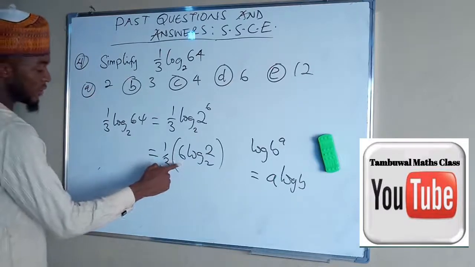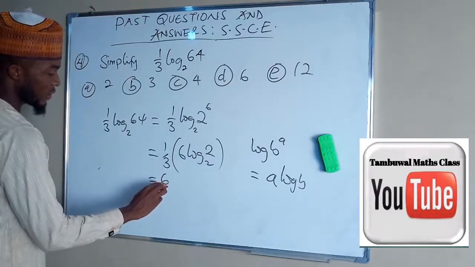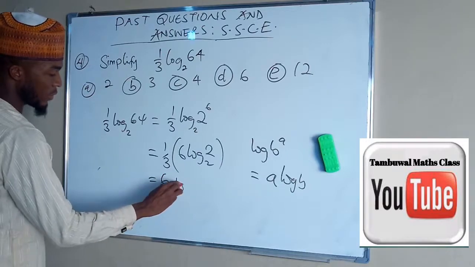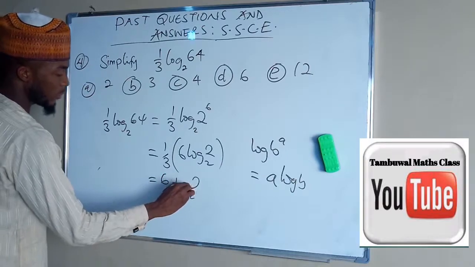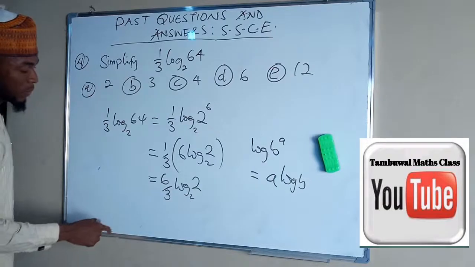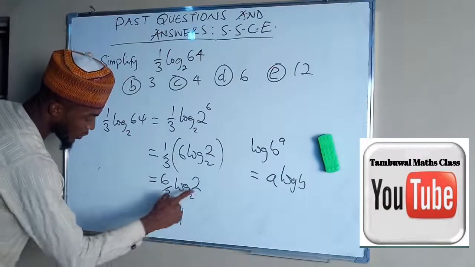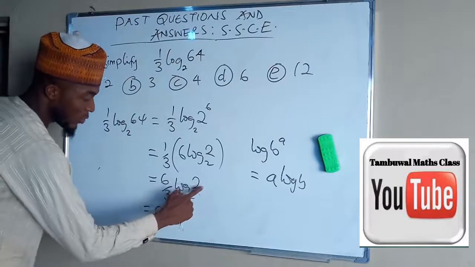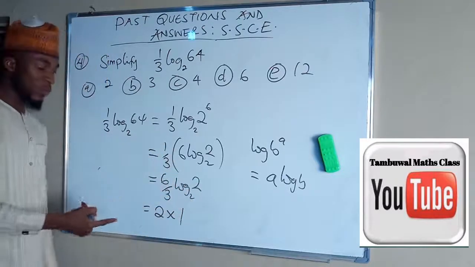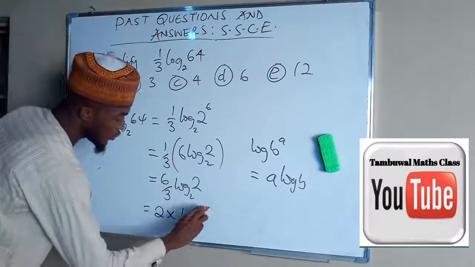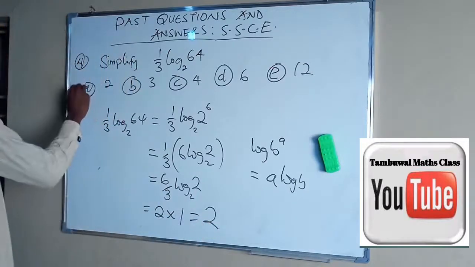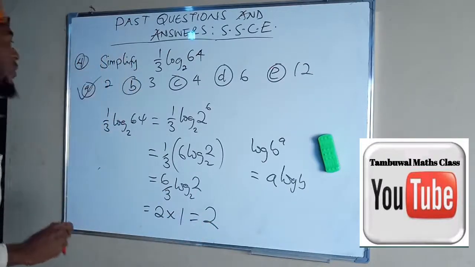If you simplify this again, you end up having 6 divided by 3 log 2 base 2. So we have 6 divided by 3, which is 2, times 1, because the log of a number having the same base as the number is 1. So this is equal to 2. So this is the first option A, which is the correct answer.